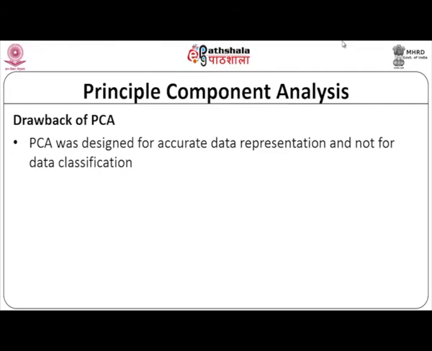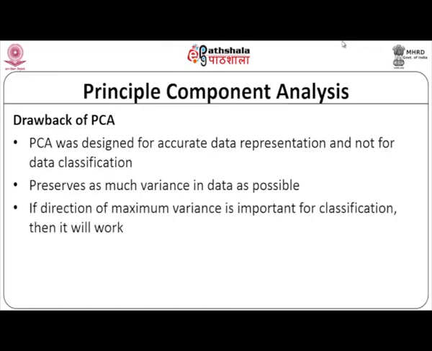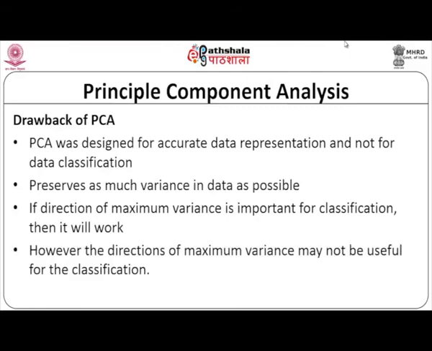The drawback is that PCA was designed for accurate data representation and not for classification. It preserves as much variance of the data as possible. If the direction of maximum variance happens to be important for classification, it will work, but if it is not, it will not work. So, the direction of maximum variance may sometimes not be useful for classification. In that case, principal component analysis will not work.